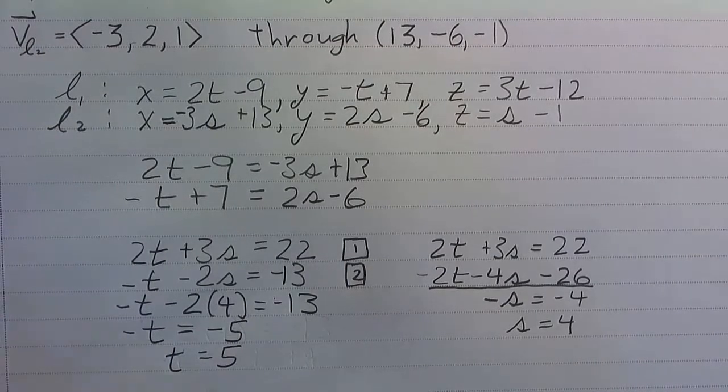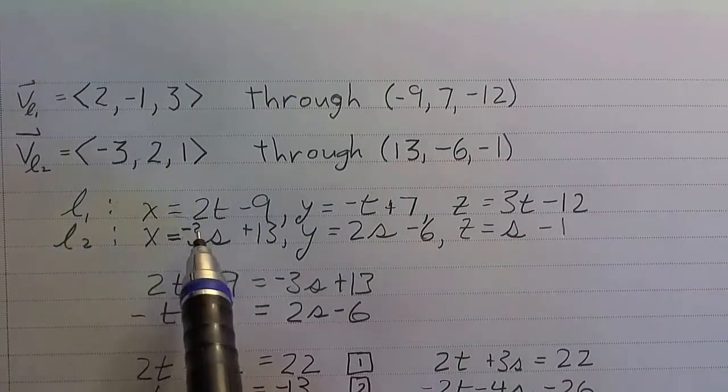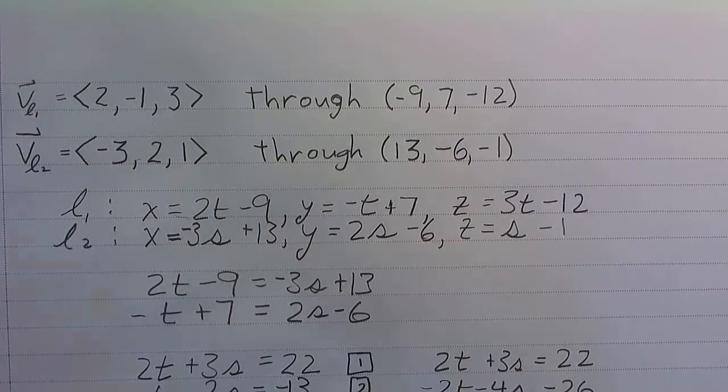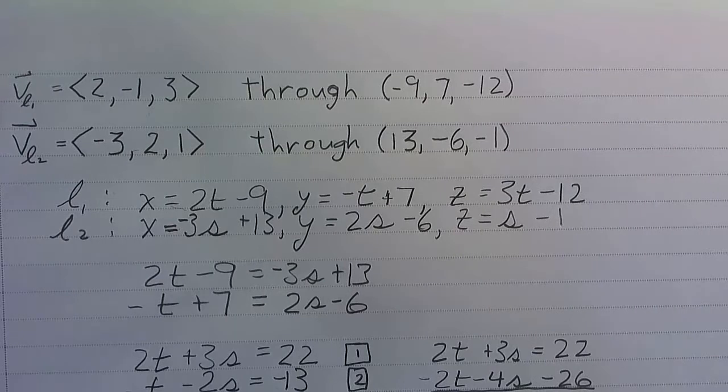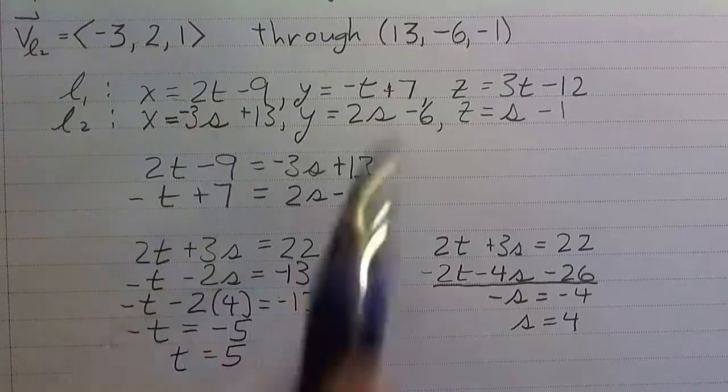There. So now I have s is 4 and t is 5, and what I found are the values of the parameters that make sure that the x's for both lines are the same and the y's for both lines are the same. In other words, I'm working on finding a point of intersection, and I found that I can match up the x's and the y's. In other words, I found the x and the y coordinate for that ordered triple where these lines intersect. So let's check that out.